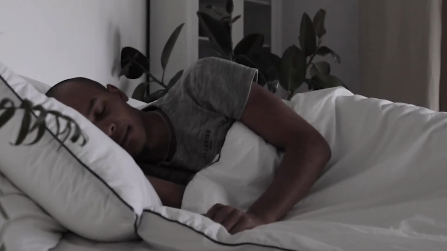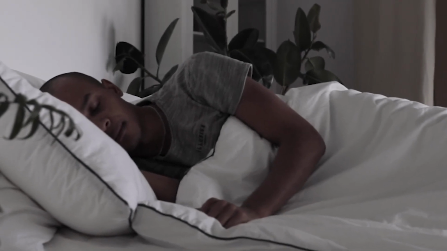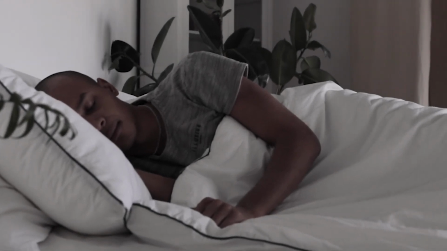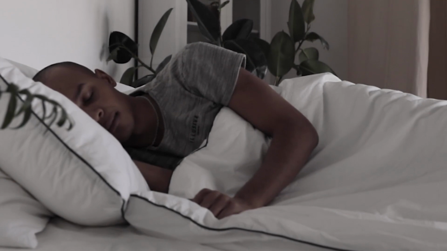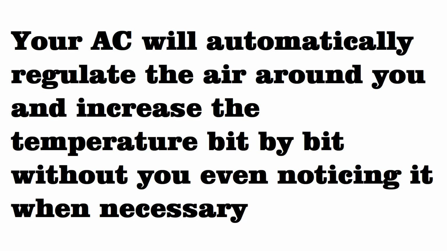Sleep mode, this is another option whenever you want to sleep at night. There's a difference between sleep mode and quiet mode, because while quiet mode means the AC is very silent, it's whisper quiet, in sleep mode it may not necessarily be whisper quiet because it is automatically regulating the air around you. That means it is actually running. Sometimes it can run a little bit louder, not very loud, but a little bit louder, as it is trying to regulate the air around you and increase the temperature bit by bit.